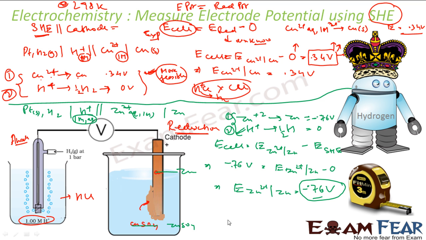So now if you compare, we have H+ ions, we have Cu2+ ions, we have Zn2+ ions. With these values, we have seen that Cu2+ ions get reduced more easily than H+ ions, and H+ ions get reduced more easily than Zn2+ ions. Correct? And this is something which you can easily find using standard electrode potential.